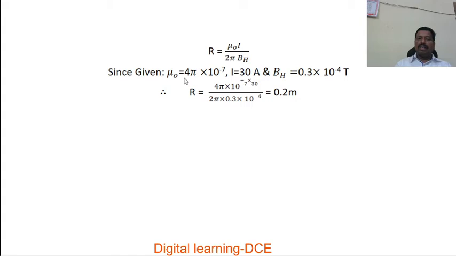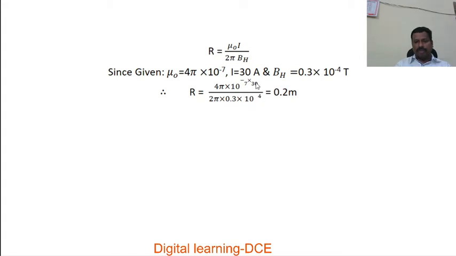Since mu naught is equal to 4 pi into 10 power minus 7 Henry per meter, current I is equal to 30 ampere, and BH is given, that is 0.3 into 10 power minus 4 Tesla. Substitute these values in this expression and solve for r, that is the position of the neutral point where the magnetic field is 0. Then r is equal to 4 pi into 10 to the power of minus 7 into 30 divided by 2 pi into 0.3 into 10 power minus 4.